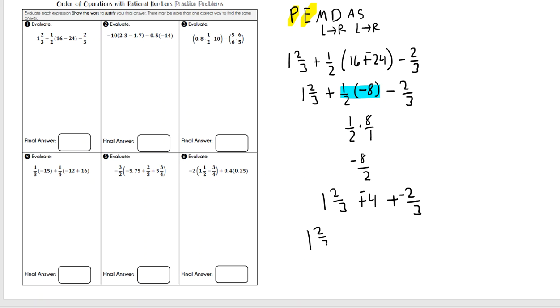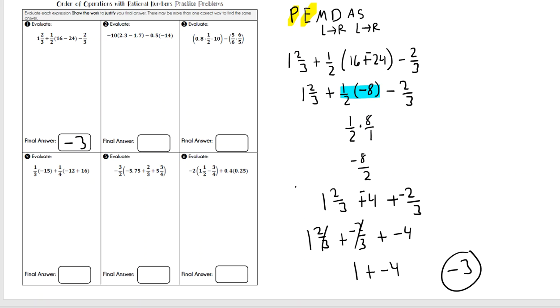So I'm going to rearrange this so that we have the 1 2/3 plus the negative 2/3 together plus the negative 4. When I do that, it's very easy to see that if I add 1 2/3 with a negative 2/3, the 2/3 and the negative 2/3 are going to cancel each other out, and I'm going to be left with just a 1 plus a negative 4, which is a negative 3. Final answer.